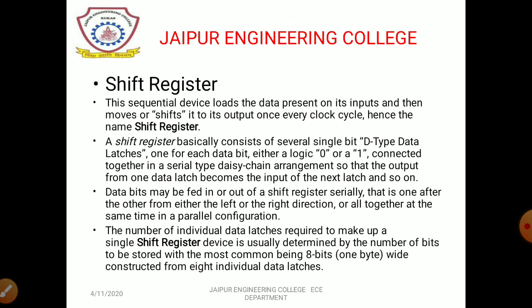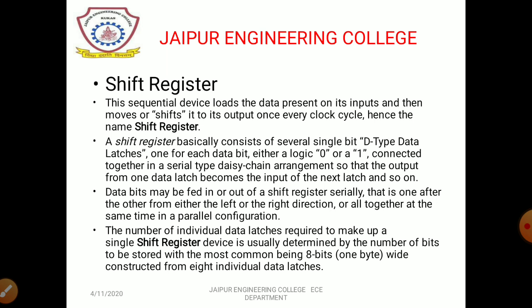If the register is capable of shifting bits either towards the right-hand side or towards the left-hand side, it is known as a shift register. This is a sequential device that loads the data present on its input and then moves or shifts it to its output once every clock cycle, hence the name shift register.